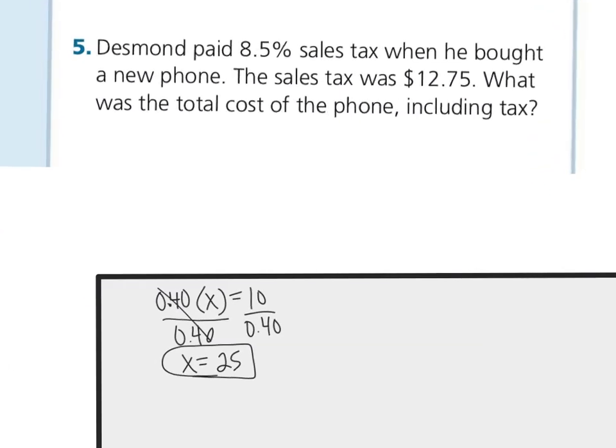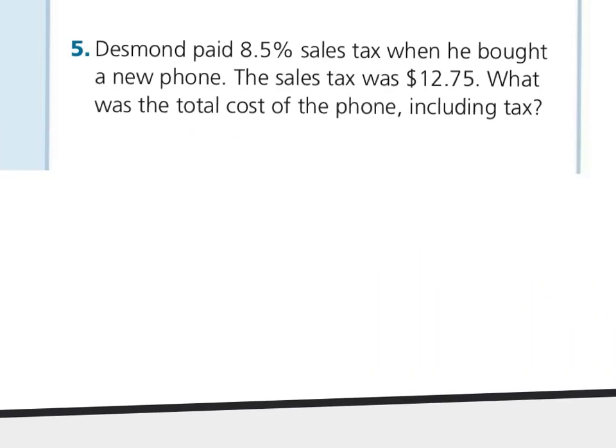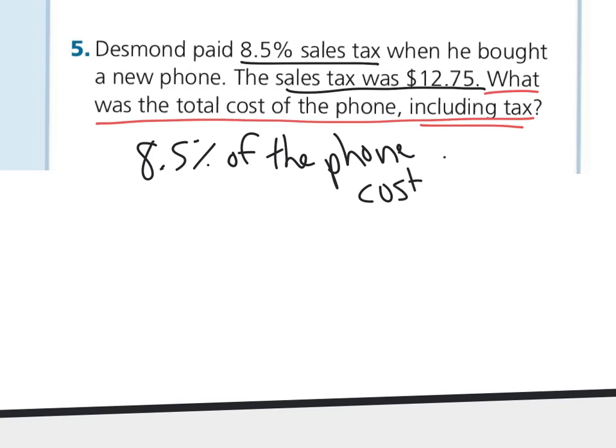And number 5, Desmond paid 8.5% sales tax when he bought a new phone. The sales tax was $12.75. What was the total cost of the phone, including tax? Okay, so basically what we've got here, 8.5% of the phone cost was $12.75.